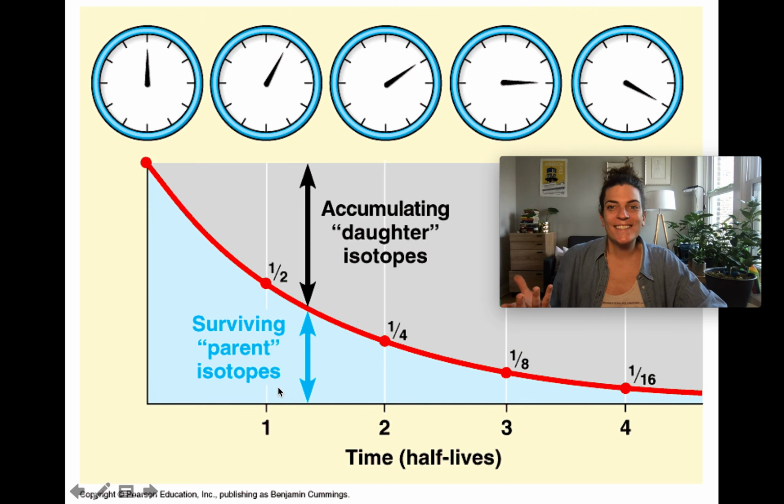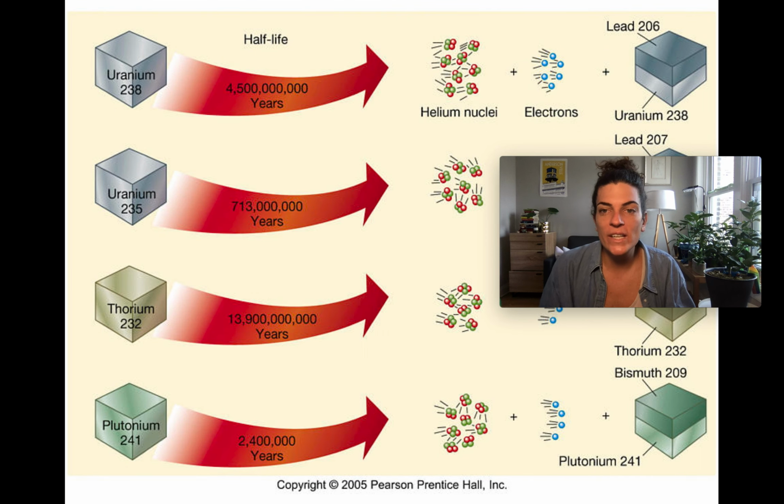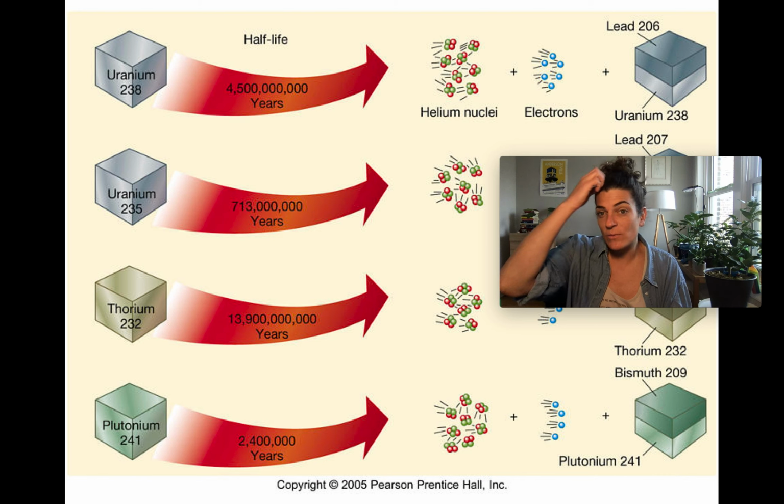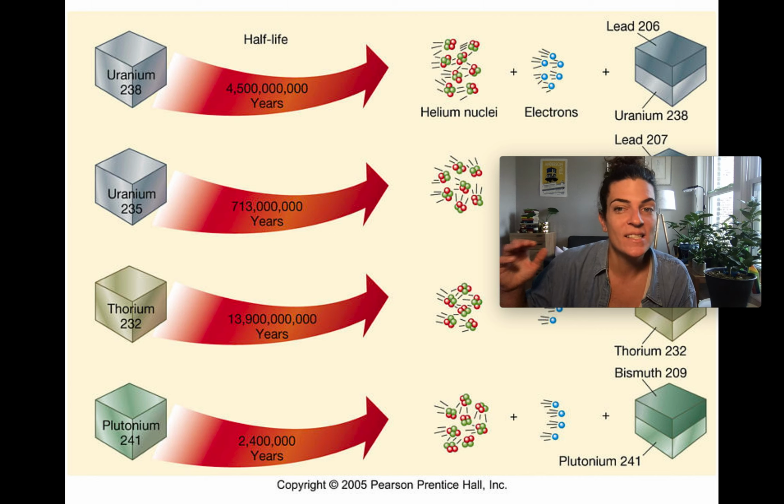So when we look at a rock, we can look at the ratio of radioactive material to stable material. And if that ratio is 1 out of 2 or 1 out of 4, we can determine how many half-lives have transpired and how long that time has been. Okay? So we know, for example, that uranium-238 has a half-life of 4.5 billion years, which means that if I have a rock that has radioactive uranium in it, 4.5 billion years ago, it had twice as much radioactive uranium. In 4.5 billion years, it has decayed 50%, or one half-life.